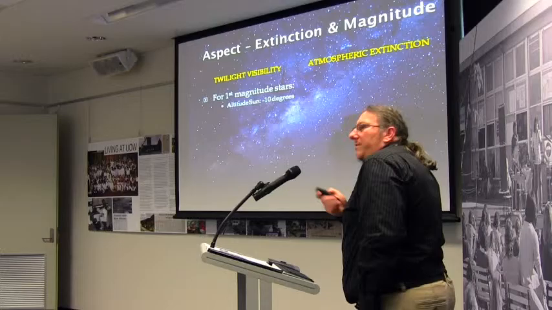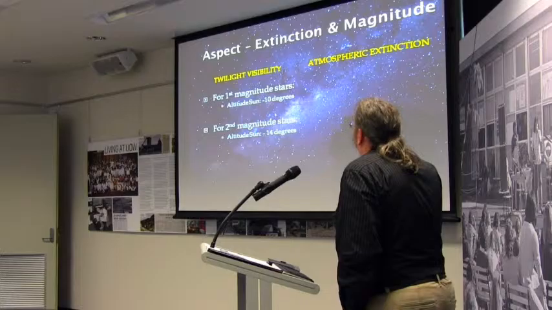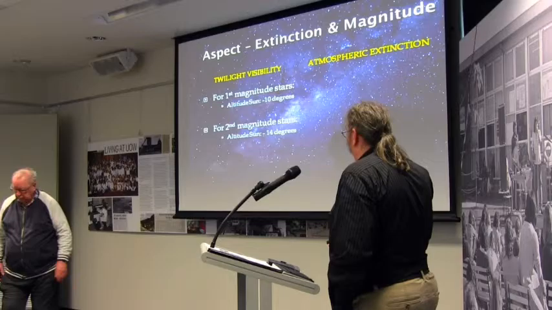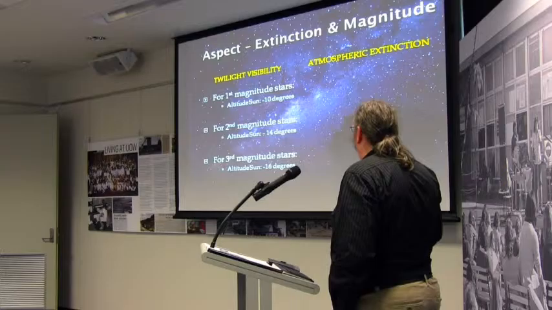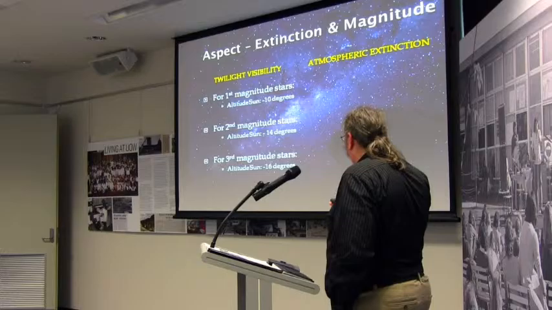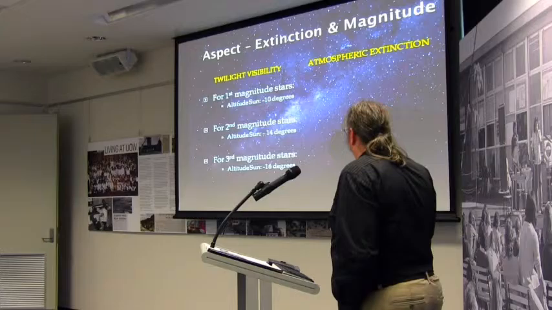Just be aware that there's a lot of things that are taken into consideration for working out these aspects. For second magnitude stars, we have the sun at 14 degrees below the horizon. And for third magnitude stars, so the first magnitude stars are the really, really bright ones that you see in the sky. Second ones are a little bit dimmer. Third ones are dimmer still, but still quite visible on a good clear night. So for third magnitude, we have to have the sun at around 16 degrees below the horizon before it becomes visible in the twilight, that sunrise to sunset.